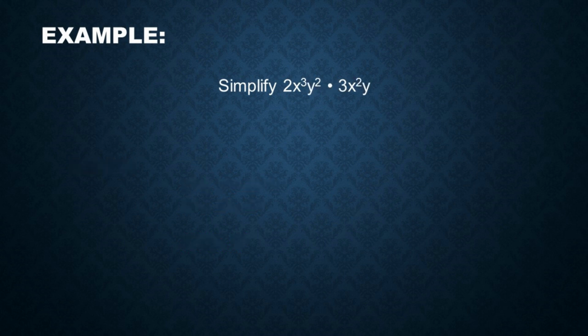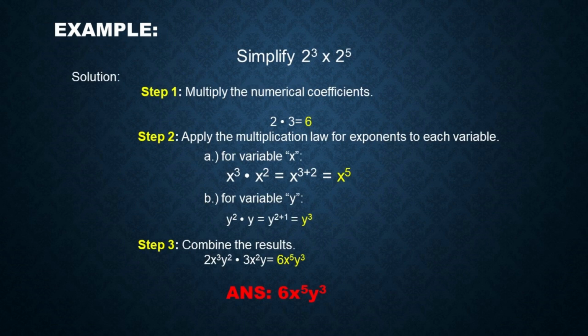In this problem, we need to follow several steps to simplify the expression. Step 1. Multiply the coefficients. The coefficients, or the numerical parts, in the given expression are 2 and 3. When multiplying these coefficients, simply multiply the numbers. Step 2. Apply the multiplication law for indices, exponents, for each variable. The multiplication law for exponents states that when multiplying two expressions with the same base, you add the exponents. Let's apply this rule to each variable.